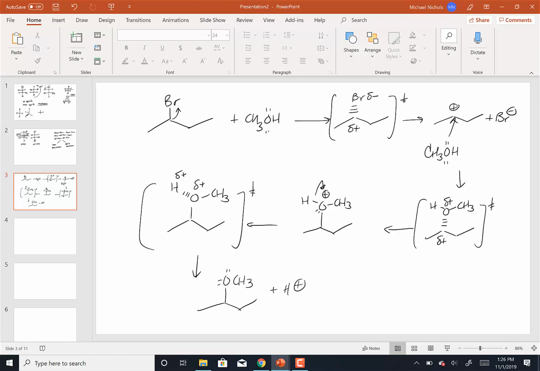So it's going to be a three-step mechanism. The first step, form the carbocation. Second step, have the water or alcohol add to form the oxonium ion. Third step, lose H plus to get the final product.